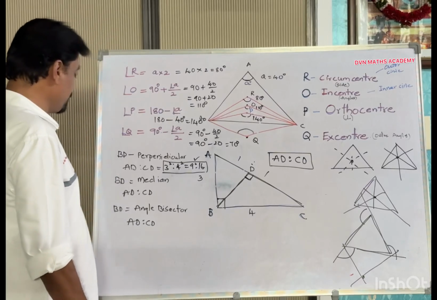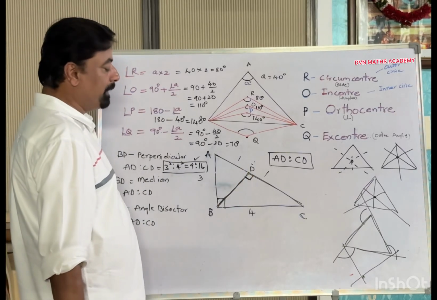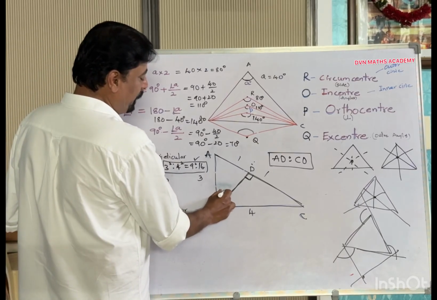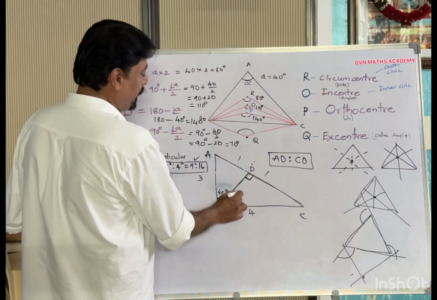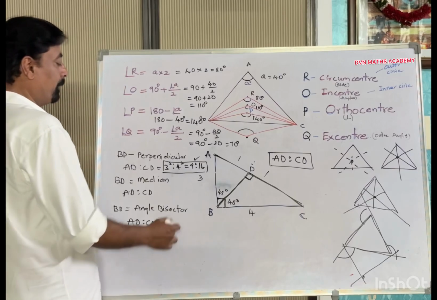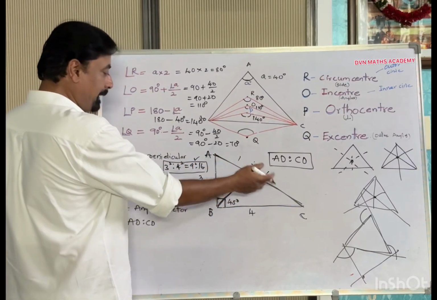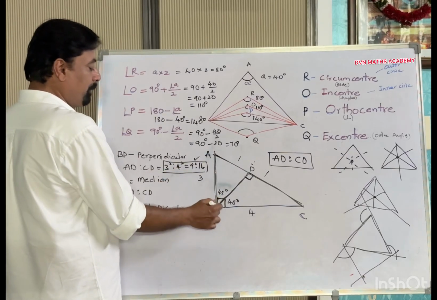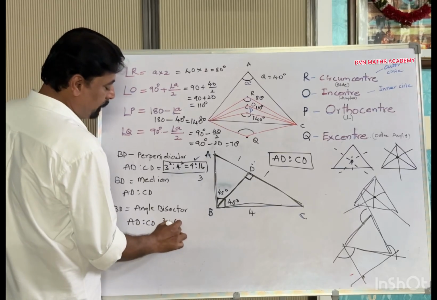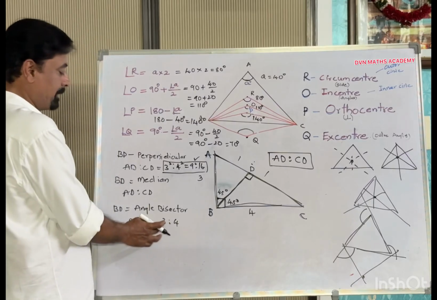But in the third case, what if BD is the angle bisector? If BD is the angle bisector, as I already told you, this B is 90 degrees, so this will be 45 degrees and this is also 45 degrees. Then what about this ratio? Keep in your mind that the ratio of AD and CD is equal to the ratio of AB is to BC. I mean 3 is to 4. The ratio will be equal to the ratio of the remaining two sides. So that is 3 is to 4.